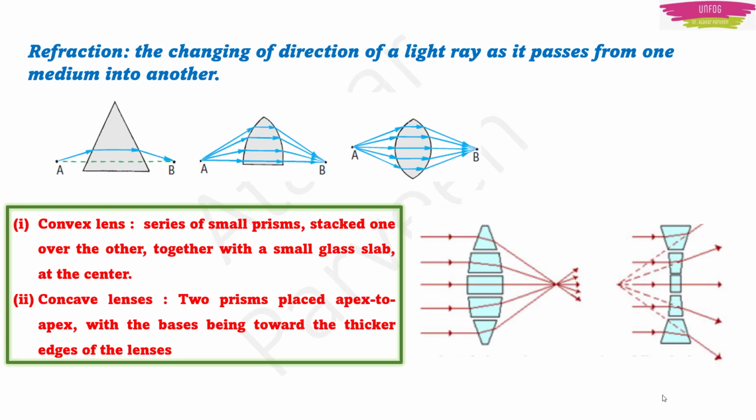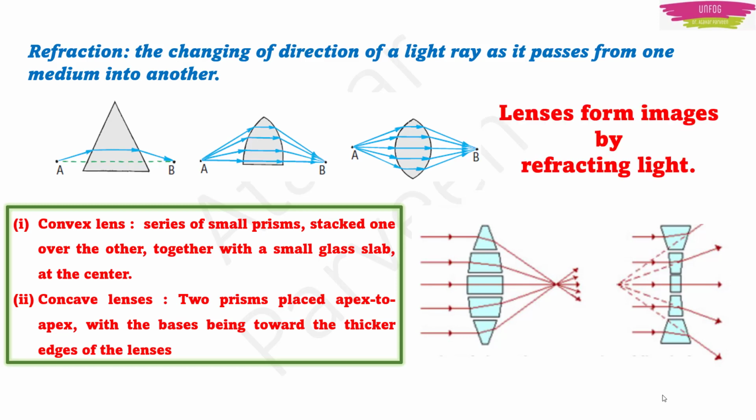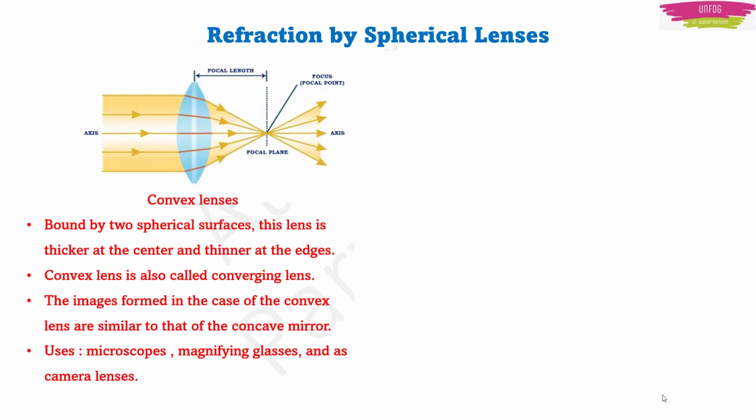And then the second one is the concave lens, which can be made by putting the prisms in opposite direction, and slabs can be put in a vertical direction in the middle. Now these lenses form images by refracting light. Same like the mirrors, which formed images by reflecting light, these lenses form images by refracting light. Now let us talk more about these lenses. See, first we are talking about the convex lens.